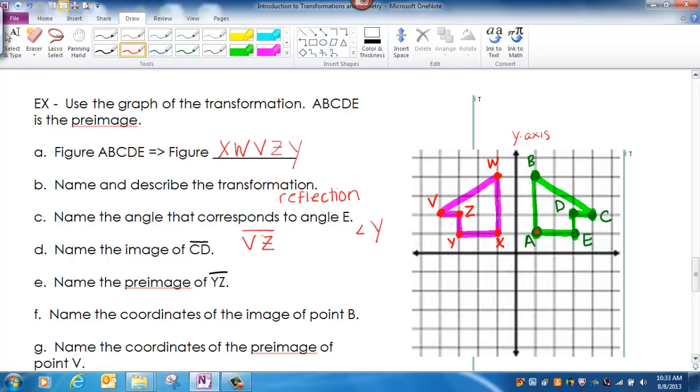Okay, we can also go the other way. They're going to give us a segment on the image, and we need to name that corresponding segment on the pre-image. So name the pre-image of YZ. So YZ is going to line up with ED.